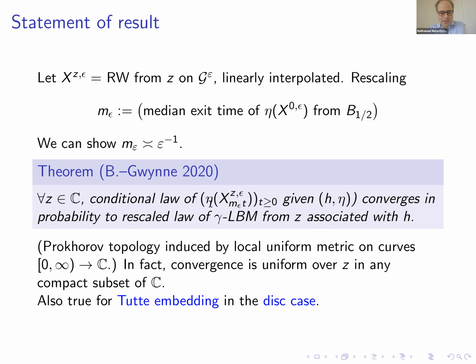you speed up time so that it has this property that the median time to leave a macroscopic region is of order 1. You condition on the Gaussian free field and the SLE curve, and then the law of this random walk converges as epsilon tends to 0 to Liouville Brownian motion with parameter gamma starting from z.